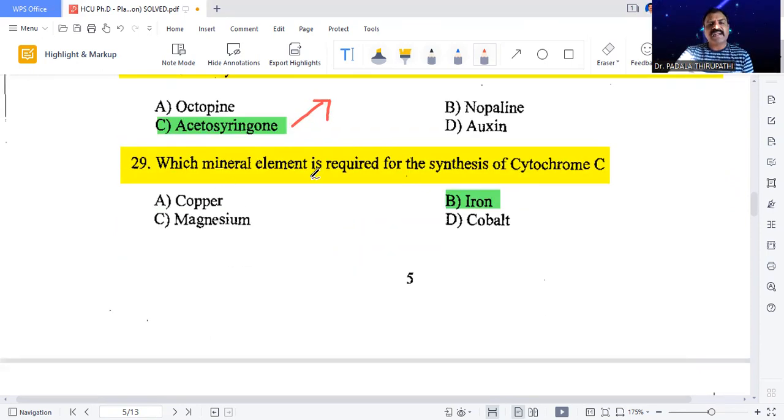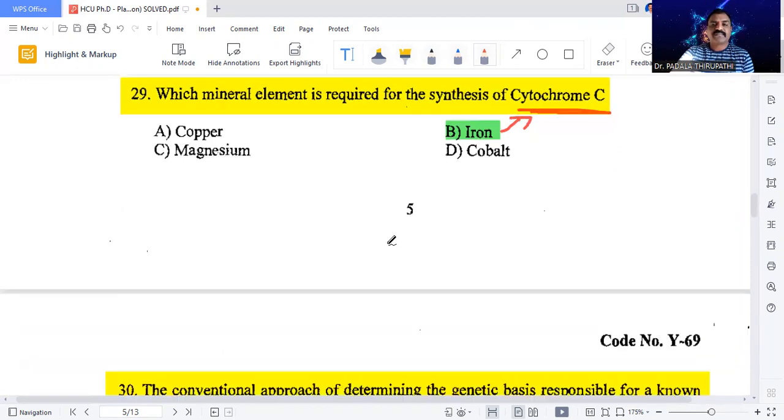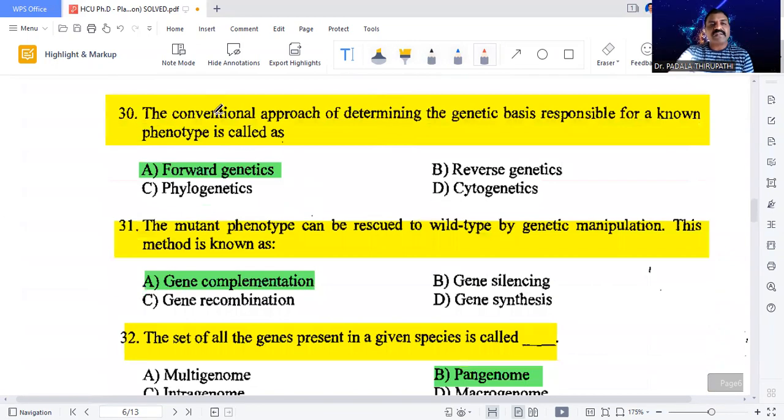Then, which mineral element is required for the synthesis of cytochrome C? The element required for the synthesis of cytochrome C is iron, ferrous.